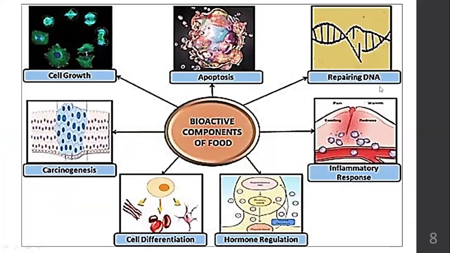Next, coming to the bioactive components of food. When we talk about bioactive components, usually they are your vitamins, minerals, antioxidants, anti-inflammatory agents, anti-carcinogenic agents, which have certain effects apart from giving you nutrition. Apart from giving you nutrition, what other functions can they do in your body to safeguard your health? So these are bioactive components.